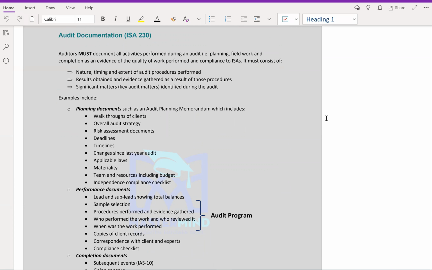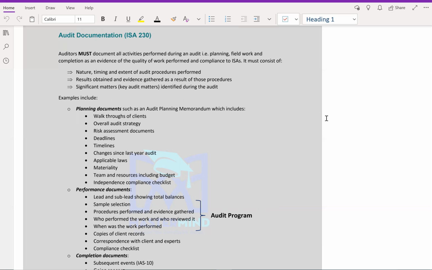All right. Auditors must document all activities performed during an audit, that is planning, fieldwork. Fieldwork is when we actually perform the audit, the tasks that we perform, the procedures that we're performing, the test of controls that we're performing. All right. And completion as an evidence of the quality of work performed and compliance to ISAs, it must consist of nature, timing, and extent of audit procedures, results obtained and evidence gathered.